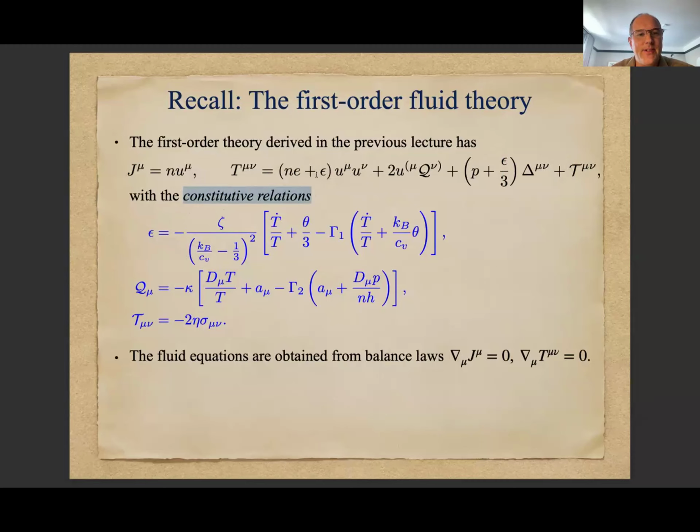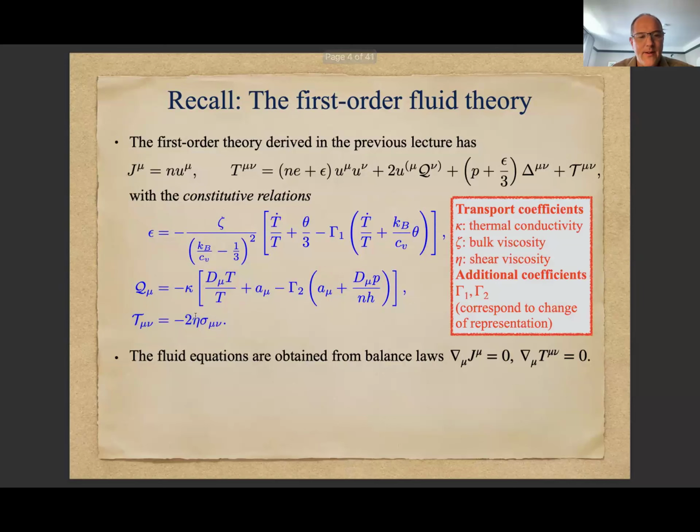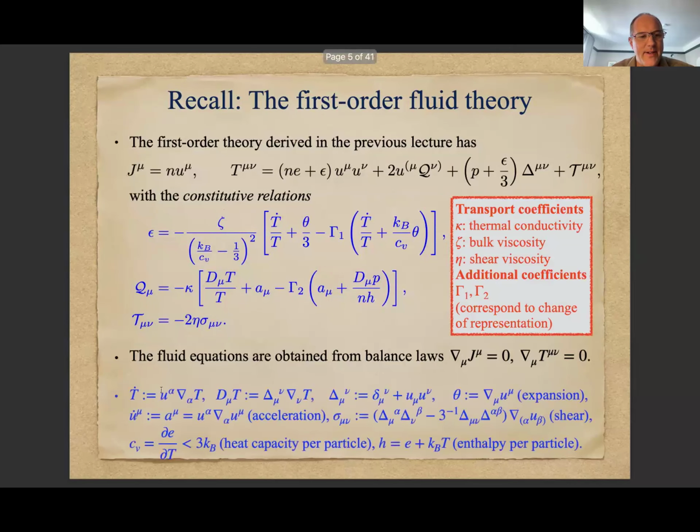Okay, so this is how you write epsilon, q, the off-equilibrium contributions: epsilon, q and tau. The easiest one is tau, so this is related to the shear. So let me blend this in. So here are the definitions.